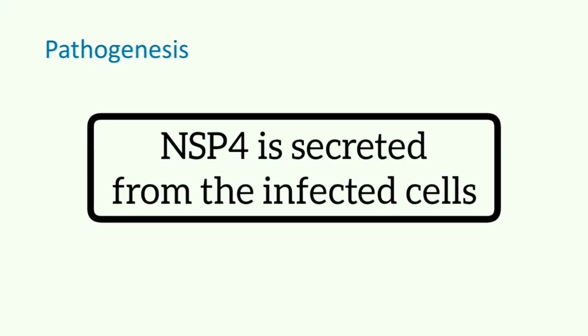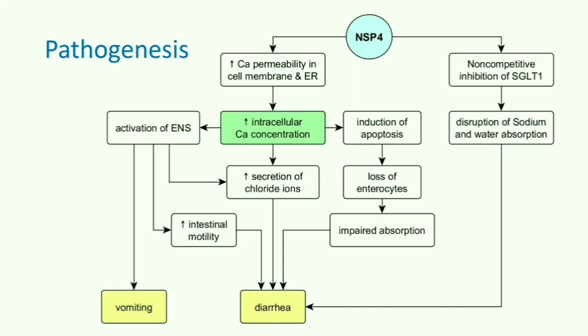Now let's see the pathogenesis. I have said earlier that rotavirus attacks enterocytes. During viral replication within the enterocytes, NSP4 is synthesized. NSP4 is the first discovered viral enterotoxin. This protein is also secreted during viral release. Secreted NSP4 affects neighboring uninfected cells. NSP4 is the center of rotaviral pathogenesis.